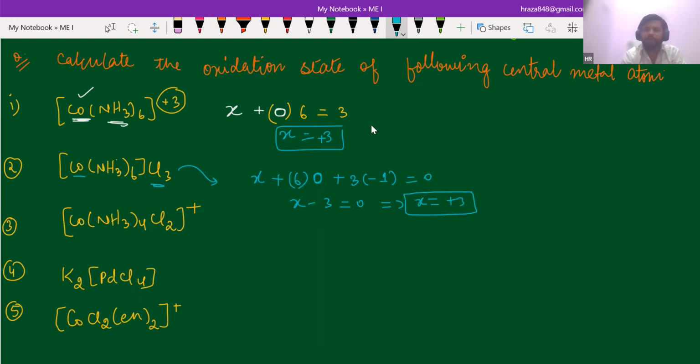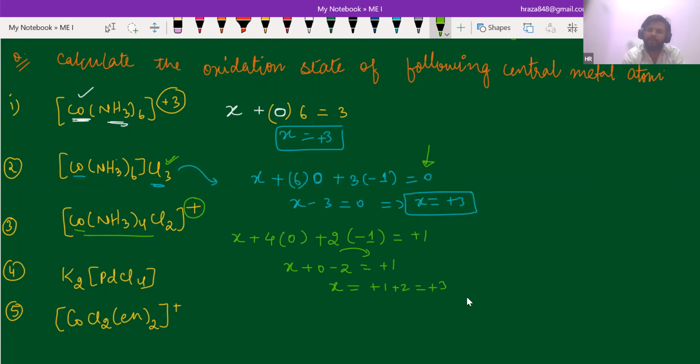If you are going to solve the third one, cobalt X, 4 NH3 is 0, each one will have 0 charge, plus 2 chlorine is there, 1 chlorine will have -1 charge, equals to, there was nothing charge, that's why I had written 0 equals to 0, but there is plus charge, that means plus 1 is there. So X plus 0 minus 2 is equal to plus 1, and it will be X is equal to, when you move it here, it will be positive, so it will be again plus 3 oxidation state.